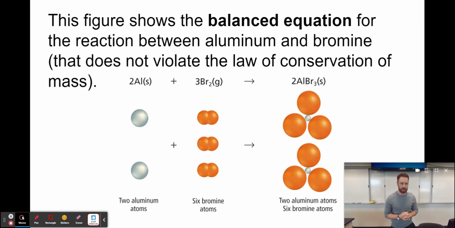And that would follow the law of conservation of mass, because in the reactants, we have two aluminums. In the products, we have two aluminums. In the reactants, we have six bromine atoms. And in the products, we have six bromine atoms as well. Everything checks out.